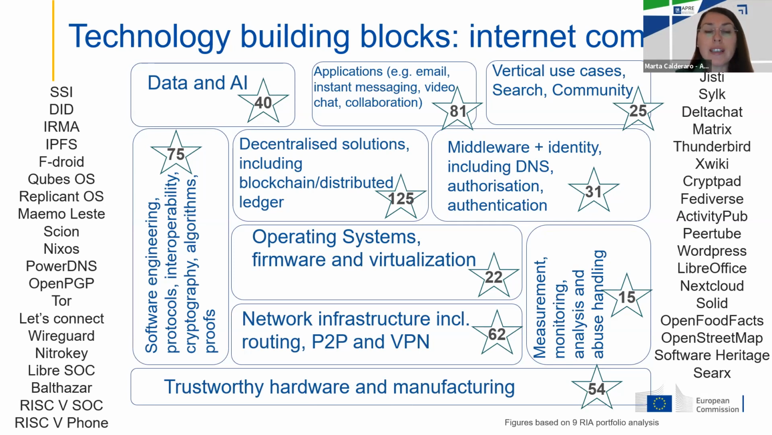So as you can see, within the Next Generation Internet Initiative several technological areas have been funded, more concerning decentralized solutions, including blockchain and distributed ledger technologies, but as well within data and AI, different types of applications like email, instant messaging, video chat or collaboration, trustworthy hardware and manufacturing. I'm just citing them as far as I can see, the network infrastructure, including routing, P2P and VPN. So those are the ecosystem, the environment that we have today right now.